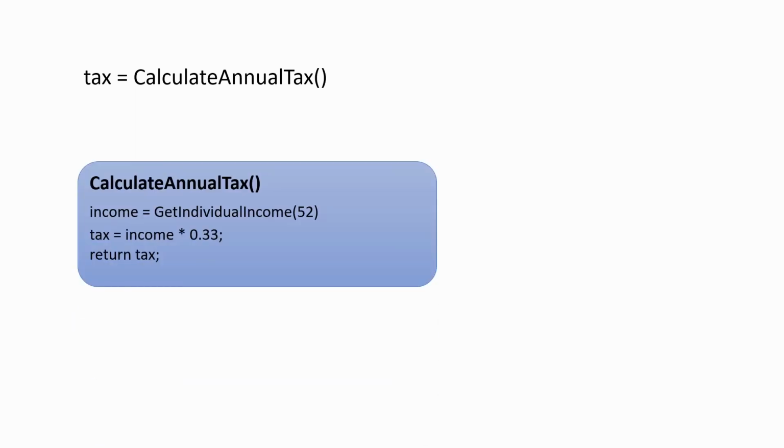I'll begin with an example about how you can use a delegate to modify how a function behaves. So here we have a calculate annual tax function. This method, when called, goes out and gets the income for an individual. This is a function we'll look at in just a moment, but it passes 52 because it wants the income for an entire year, so 52 weeks. Then it multiplies that income times 0.33, and that's what it returns as the tax that needs to be paid.